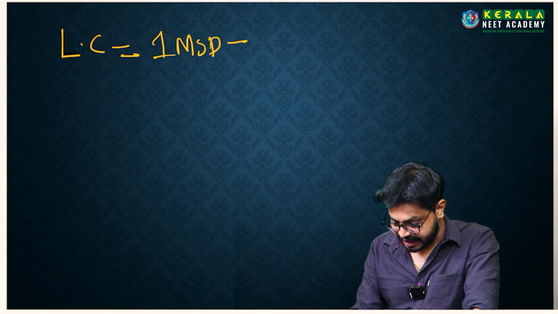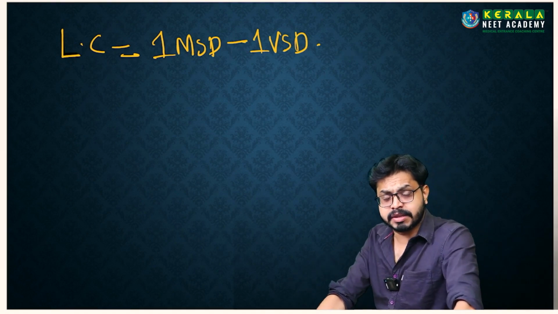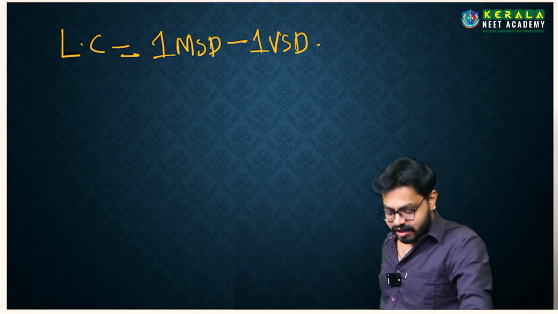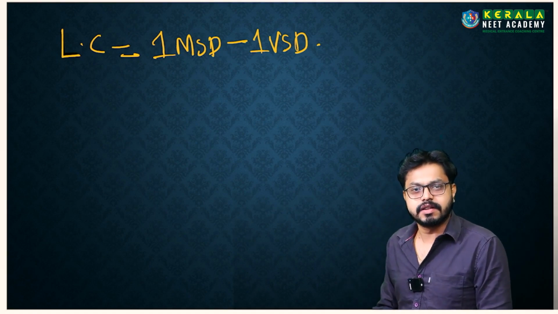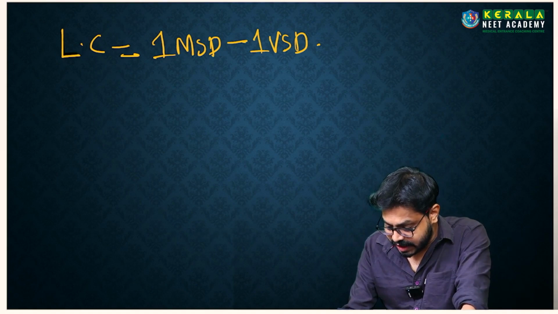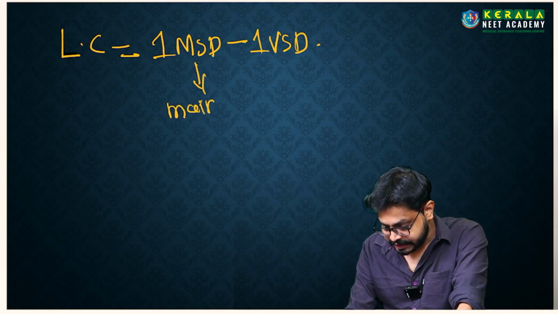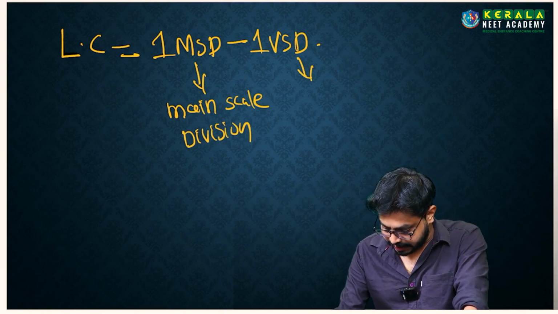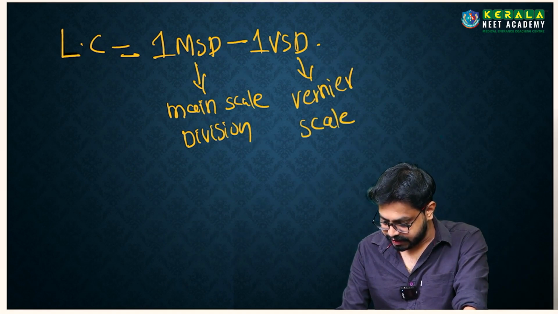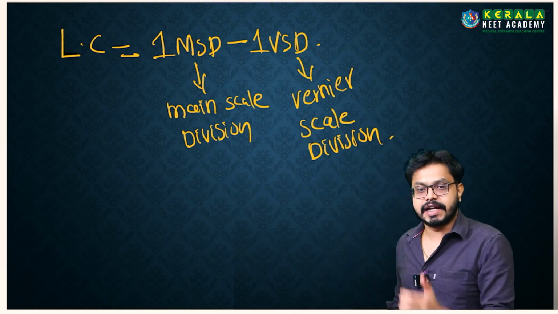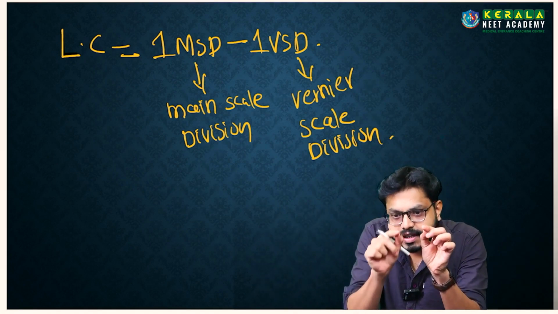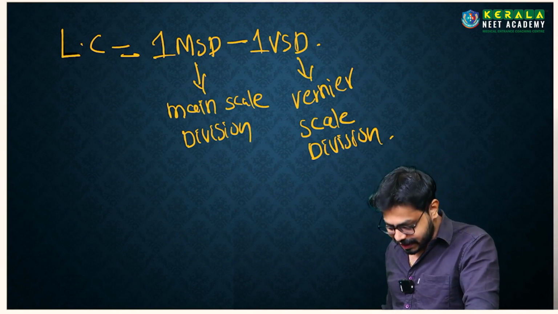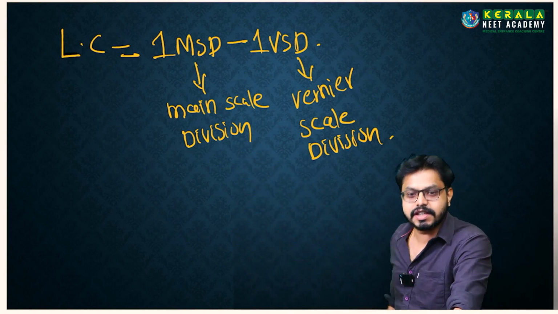Least count is equal to 1 MSD minus 1 VSD. What do you mean by MSD? It is not Mahendra Singh Dhoni, it is main scale division. What is VSD? Vernier scale division. Main scale division is the division on the main scale, and vernier scale division is the division on the vernier scale. Very simple. So 1 MSD minus 1 VSD is known as the least count.